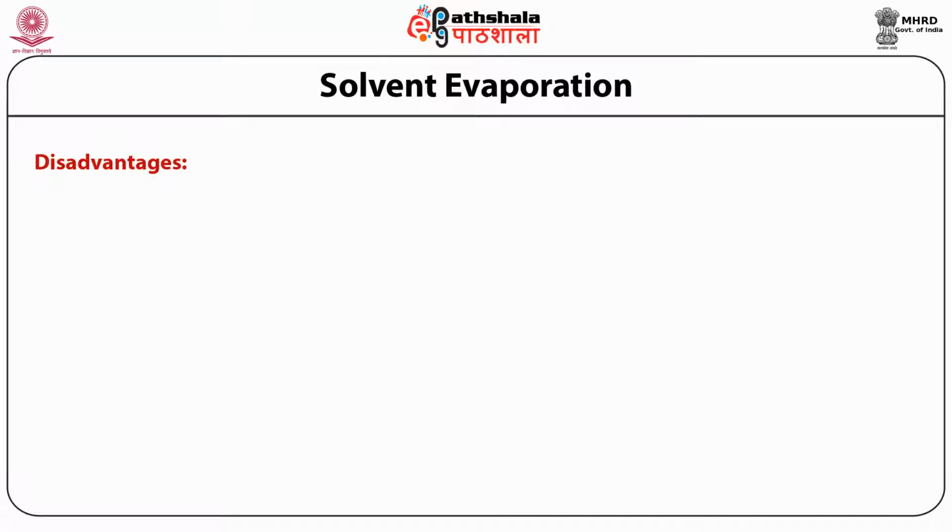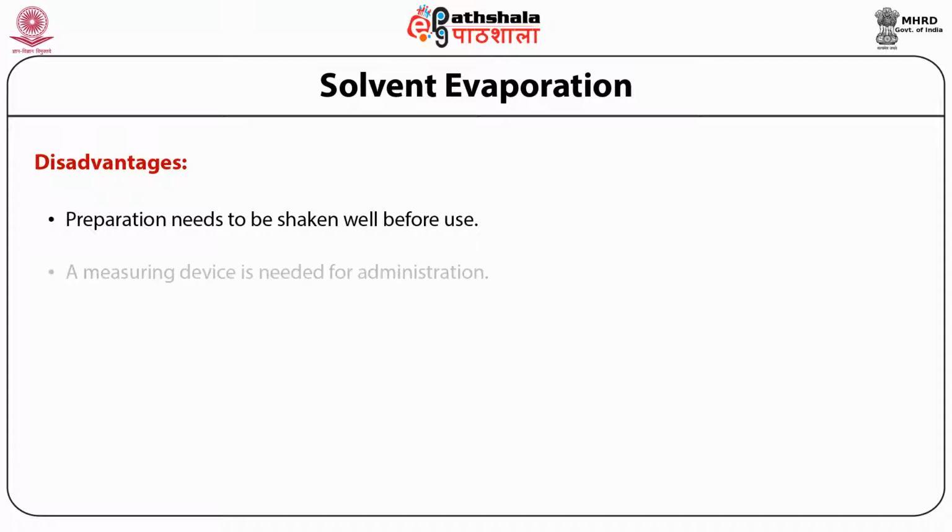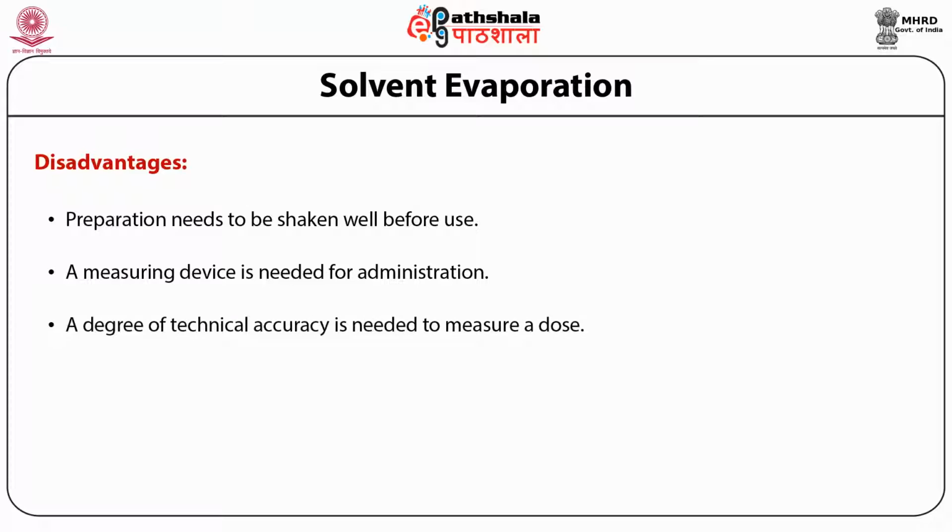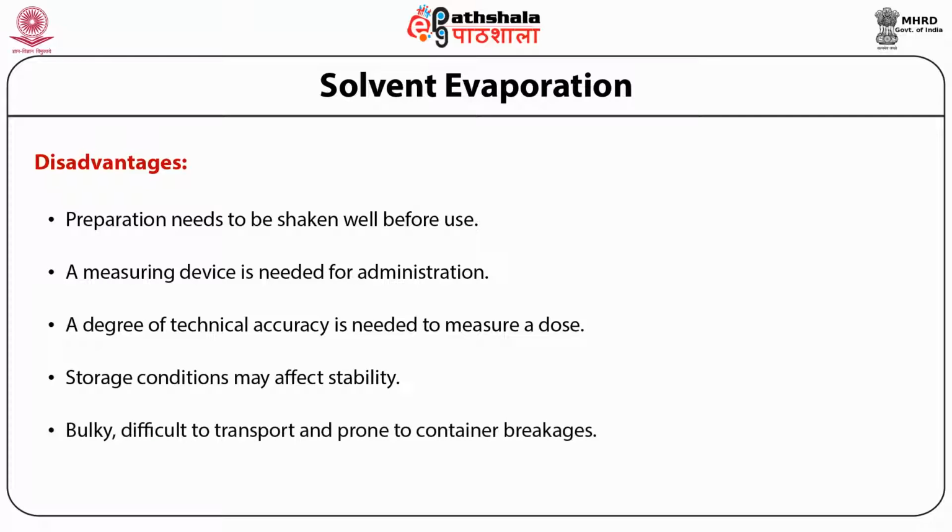Now the disadvantages: the preparation needs to be shaken well before use because sometimes it is not properly distributed. A measuring device is required for the administration. Then a degree of technical accuracy is also required to measure the dose. Storage conditions may affect the stability, it is bulky, difficult to transport and prone to container breakages.